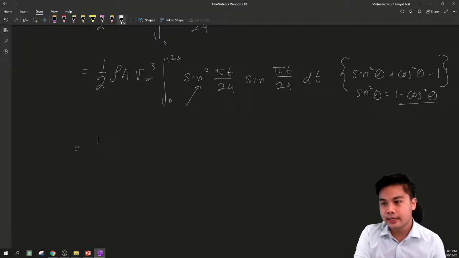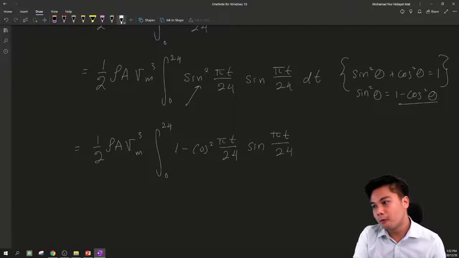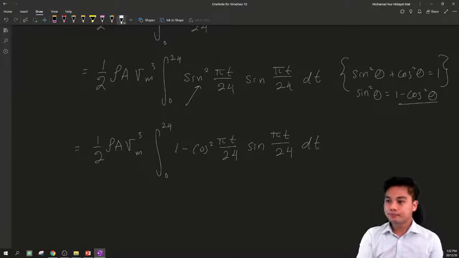Okay, so we will get 1 over 2 rho A Vm cubed, integration from 0 to 24, sine, we got 1 minus cos squared theta, where theta is pi t over 24. And again, sine pi t over 24 dt.